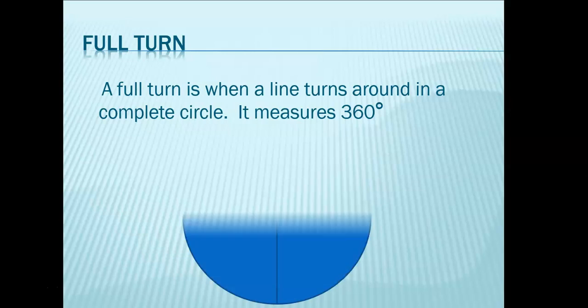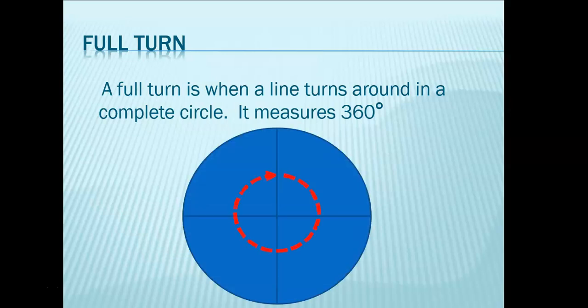Let's look at that in a diagram. So in the diagram, if I was to start from this vertical line here and move round in a clockwise direction back to where I started, I will have turned 360 degrees. I could also move in an anti-clockwise direction from this line here all the way back round to where I started. I've turned 360 degrees.